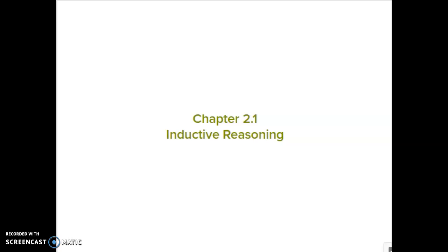Today we are going to talk about inductive and deductive reasoning. We're first going to start with 2.1 inductive reasoning, and then we're going to transition into 2.4 deductive reasoning.